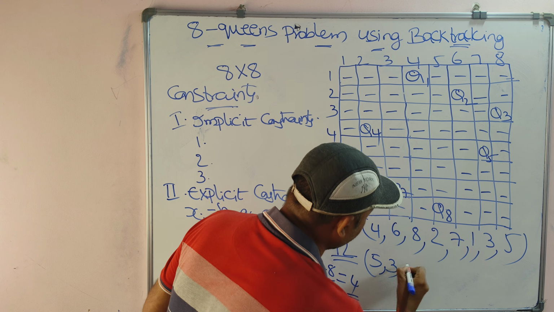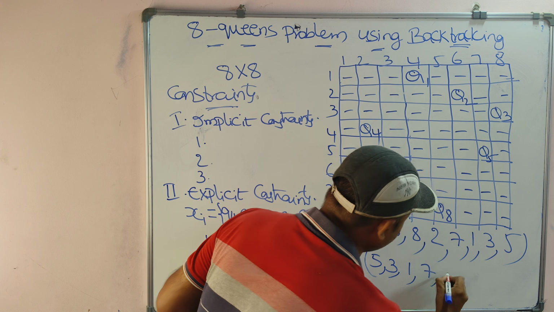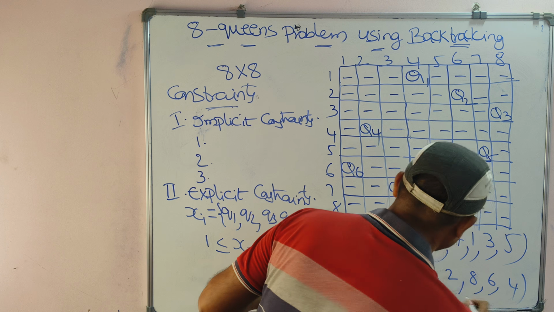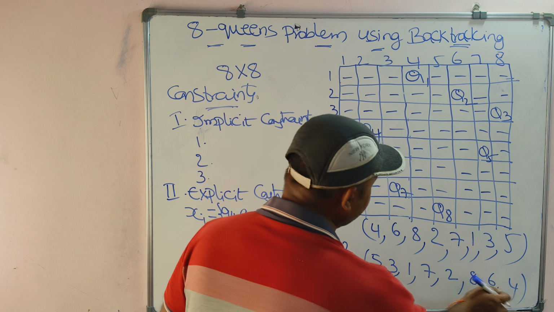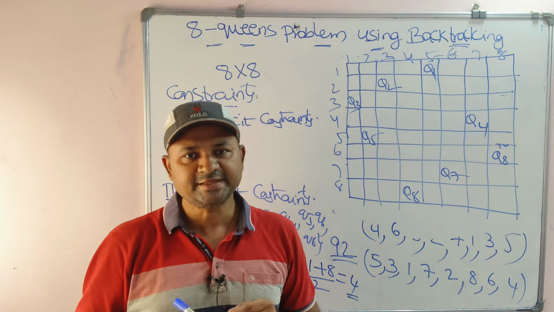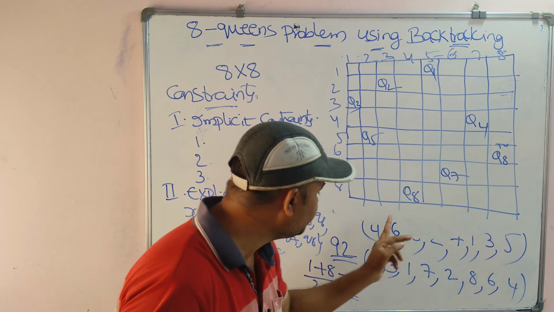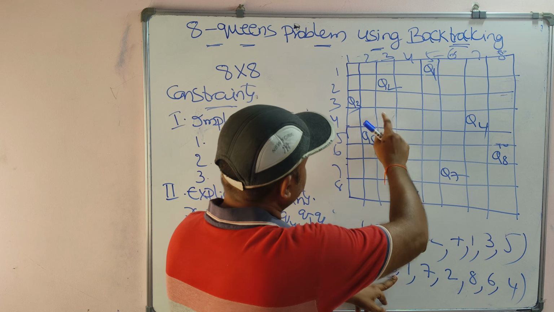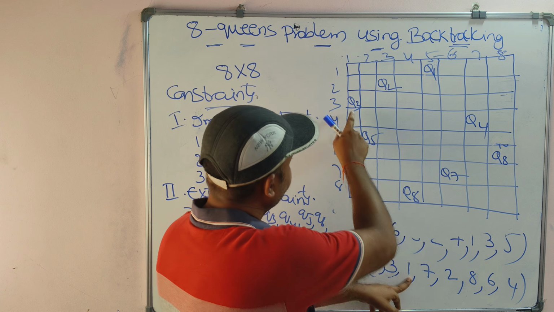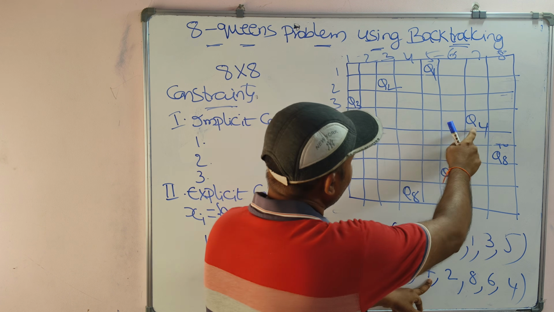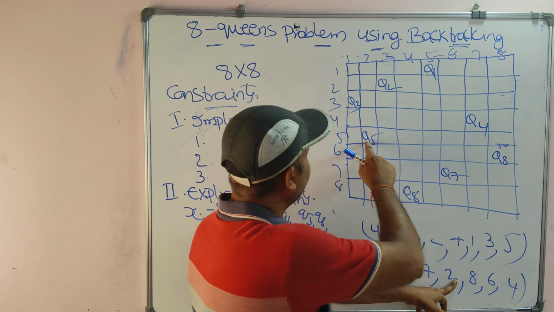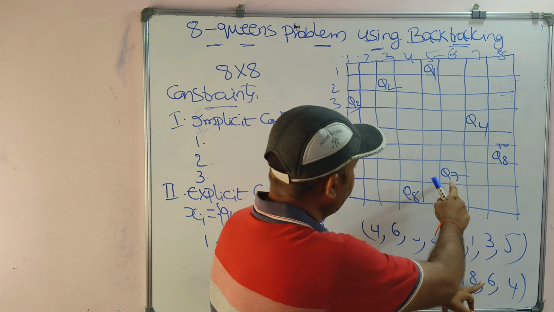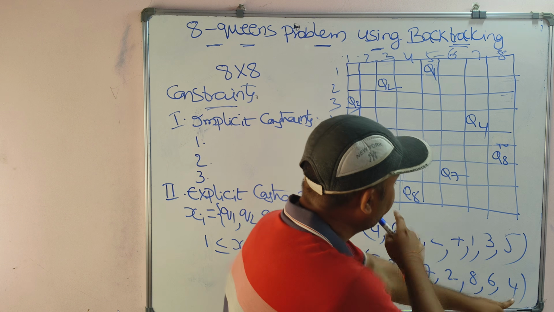So 5 3 1 7 2 8 6 4. That means the second solution is the mirror image of this one. So queen 1 is placed in the 5th column, queen 2 in the 3rd column, queen 3 in the 1st column, queen 4 in the 7th column, queen 5 in the 2nd column, queen 6 in the 8th column, queen 7 in the 6th column, and queen 8 in the 4th column.